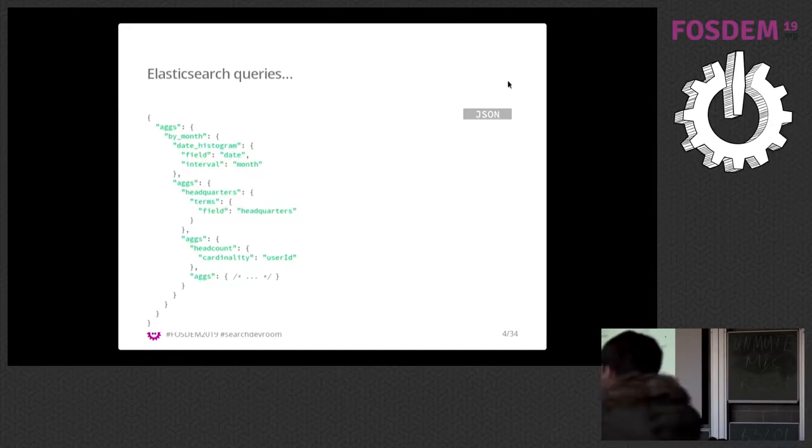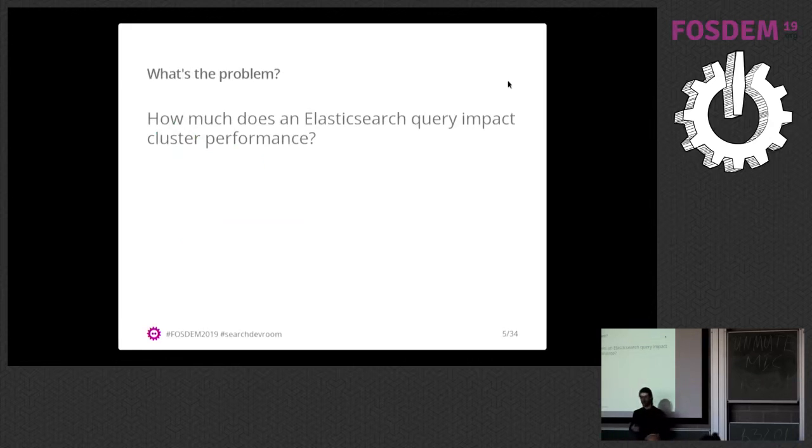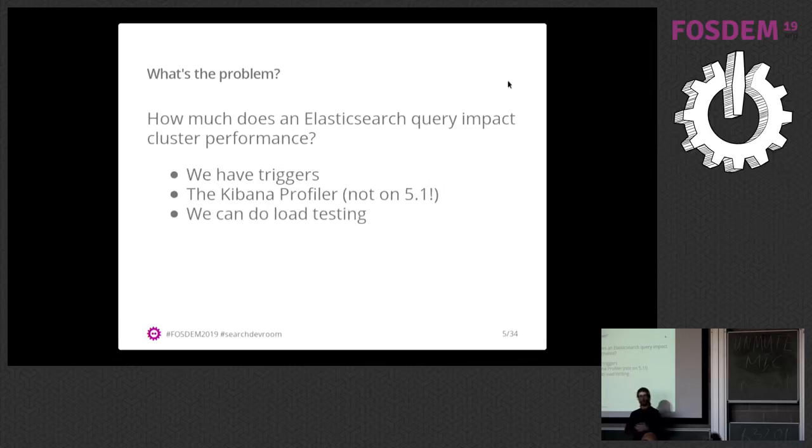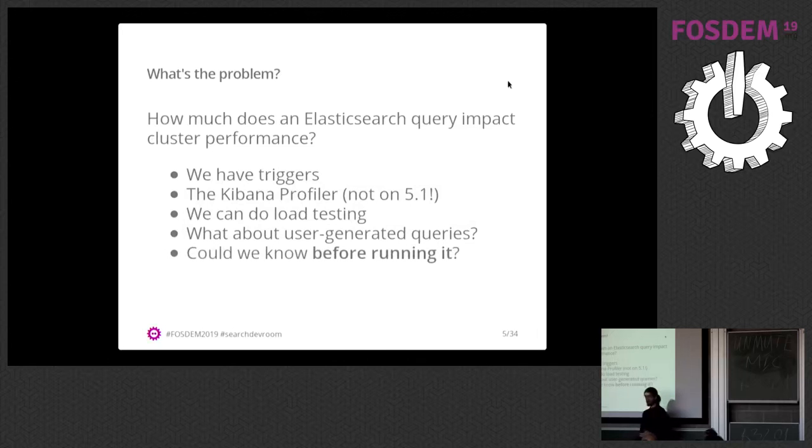So what ways do we currently have to assess query impact on an Elasticsearch cluster? Well, for example, we have these triggers that Elasticsearch puts, the cutting mechanism, so that if something takes too long, it trips the circuit breakers. There's the Kibana profiler, although when we started looking at this, it was not available on 5.1 yet. And we can do load testing of the queries and make sure there's some kind of stable way of testing all of that. But what about queries that are dynamic, where you can't know ahead of time which queries will be used, because at the time they are used, it's already there? Could we know before we run the queries?